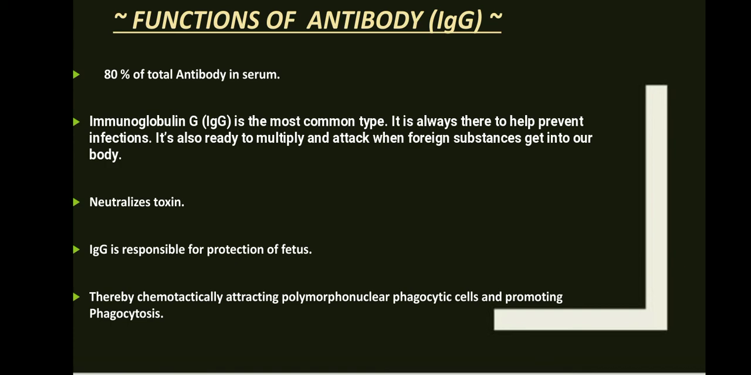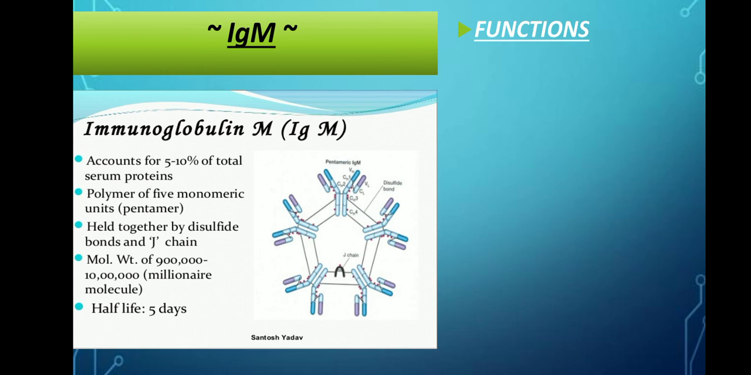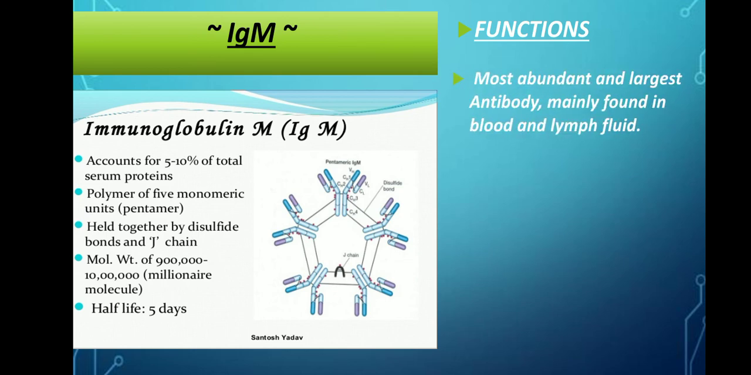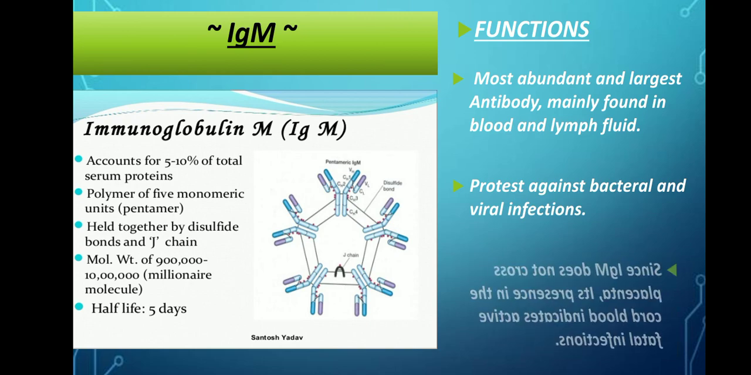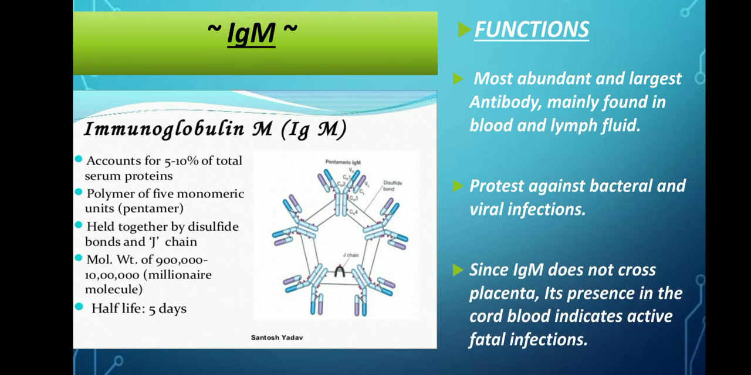Let's learn more about the antibody structure. IgM antibody is the most abundant and largest antibody in our body, basically found in blood and lymph fluid. It's a pentamer. As you can see in the structure, it is joined together by disulfide bonds and J chains, and it protects from bacterial and viral infections.